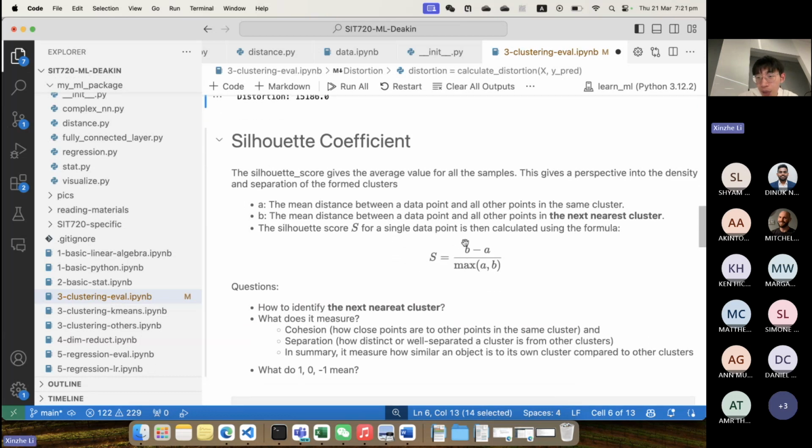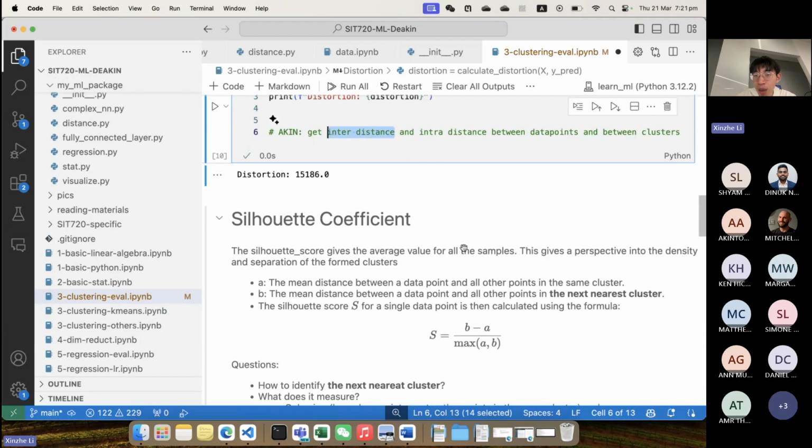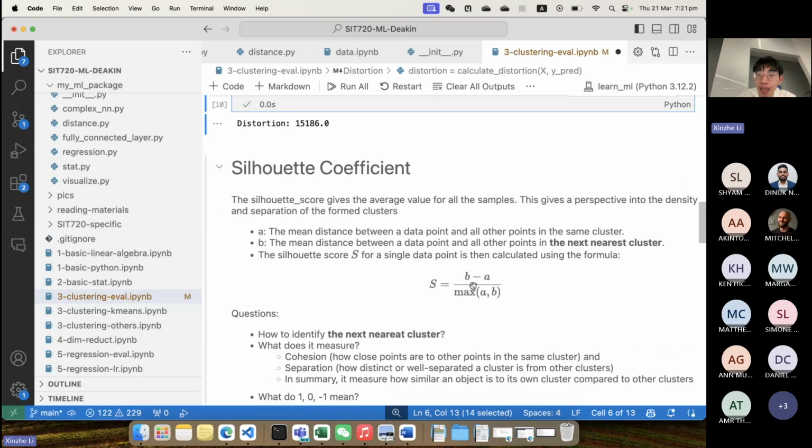Now we have this. We have B minus A. This is just a normalization term again, so you don't need to care about too much of this. You know, what's the normalization? You make the number between 0 and 1. Here actually is minus 1 to 1. Yeah.